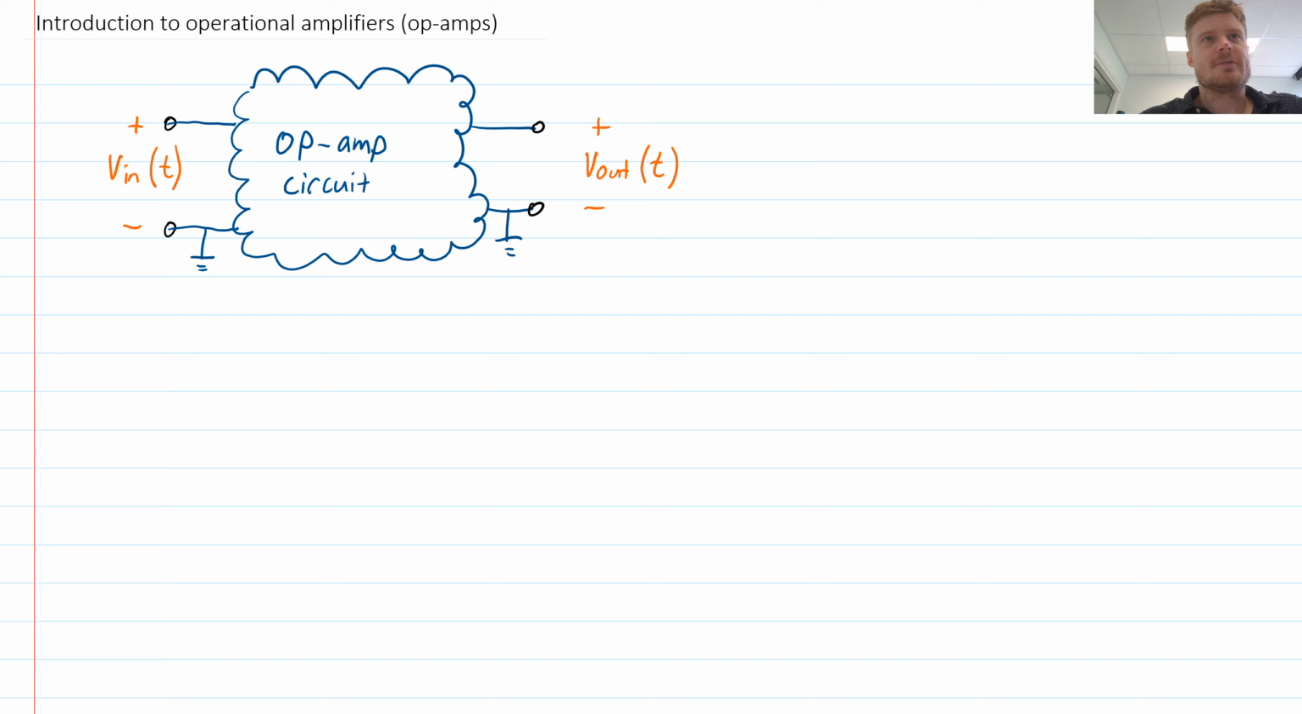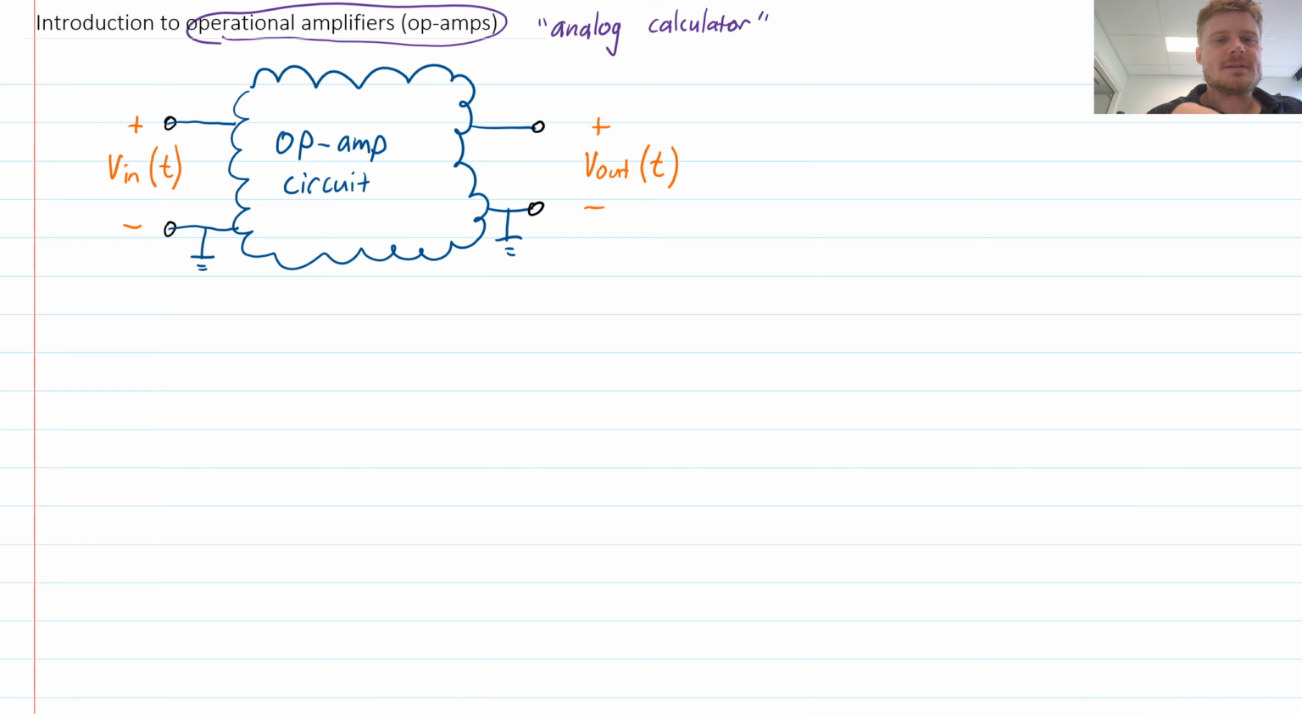So I want to introduce you to the concept of an operational amplifier, or an op-amp. This is a type of device that we can use as basically a kind of analog computer. You could think of this operational amplifier as something where we can do calculations using voltages. So, analog calculator or analog computer.